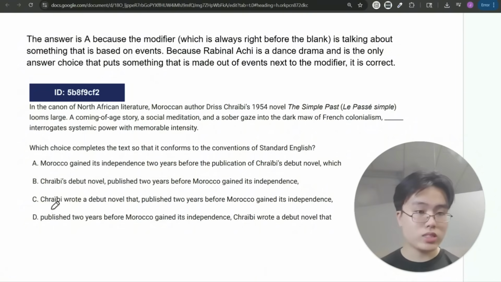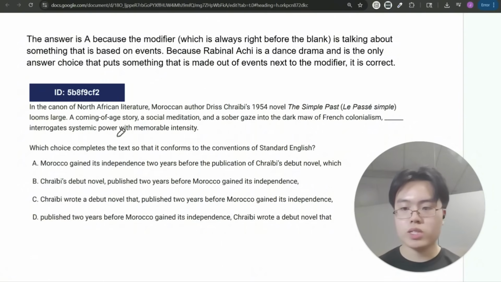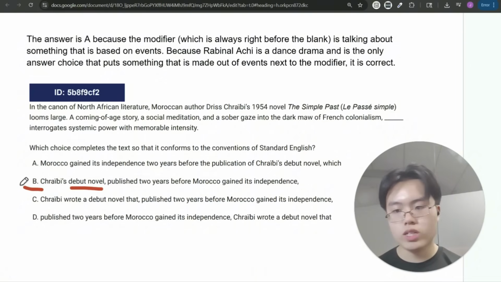By the way, it has to be some kind of noun. Like publish is a verb, so you can just eliminate this right away. It has to be some kind of noun, because when you're modifying something, you can only modify a thing, right? So it has to be a noun. Okay, so this is offer, and we're looking for a story, right? Obviously it's going to be a novel. So the answer is B.